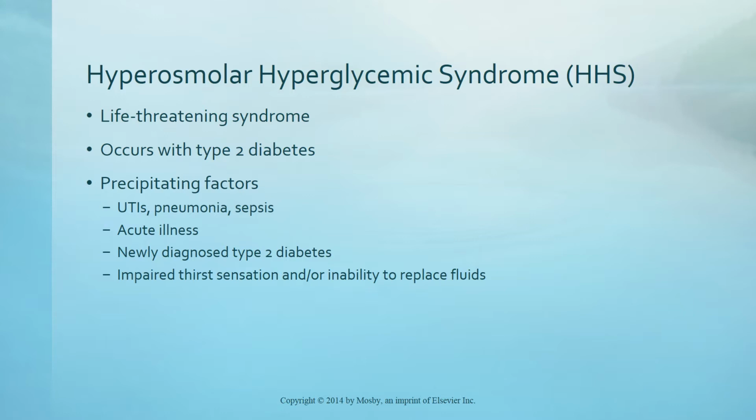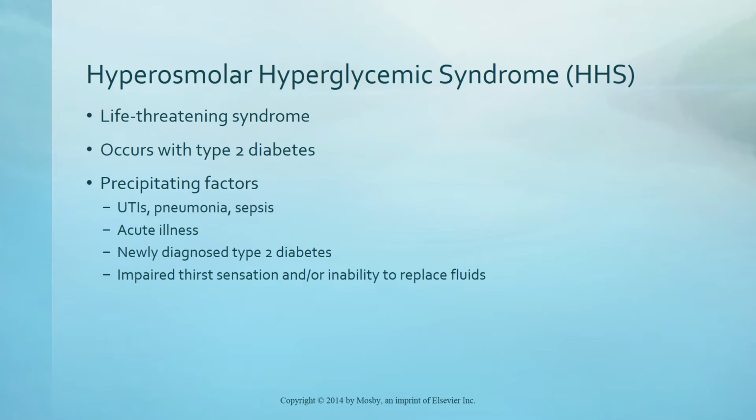HHS can be a life-threatening syndrome because they lose all of this excess fluid, and by the time they come in, they're severely dehydrated. The life-threatening syndrome can occur in patients who cannot compensate: they have enough insulin to prevent DKA, but not enough to prevent hyperglycemia.